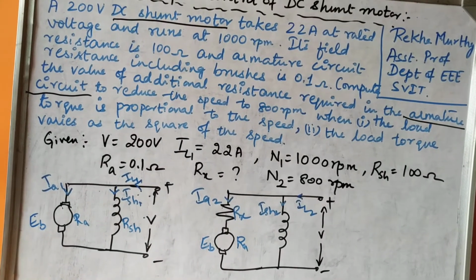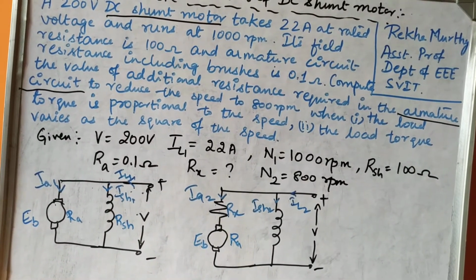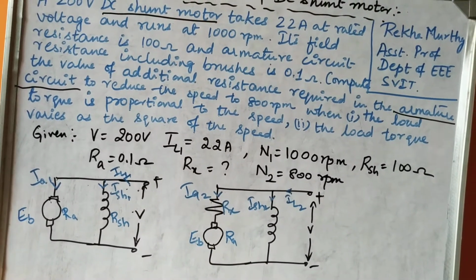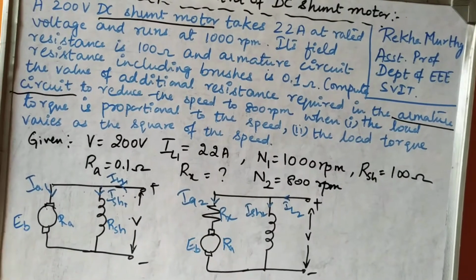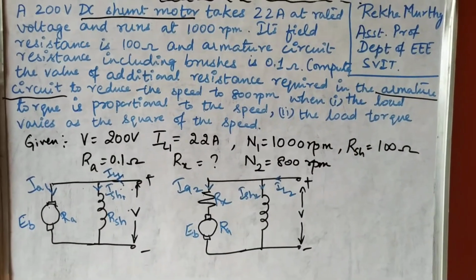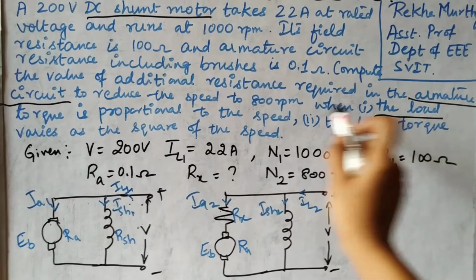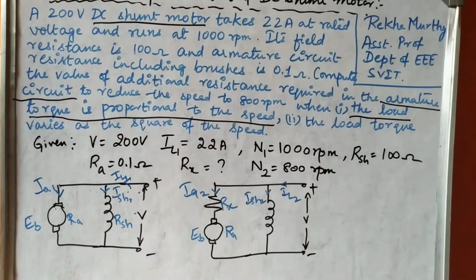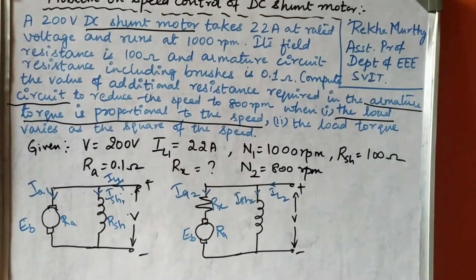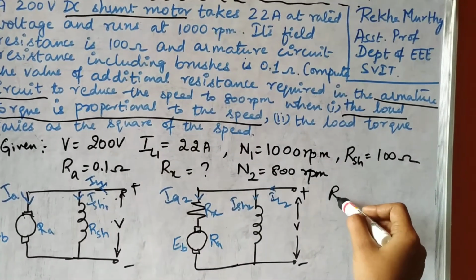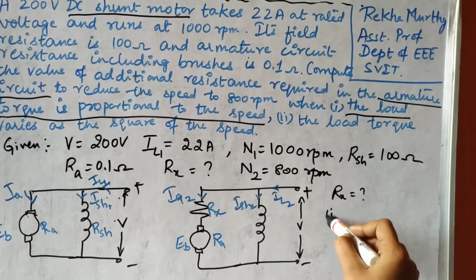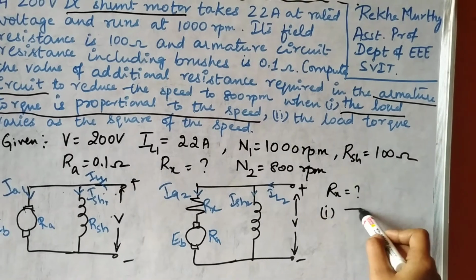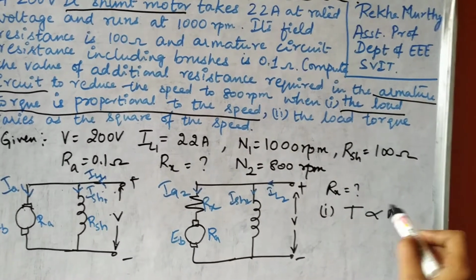Now let us find out the Rx value when the first condition is given: the load torque is proportional to the speed. So let us find out the Rx value for the first sub question, when the load torque T is proportional to the speed.